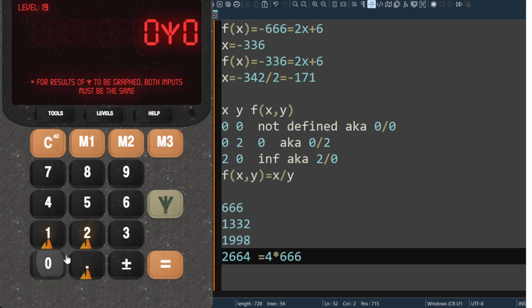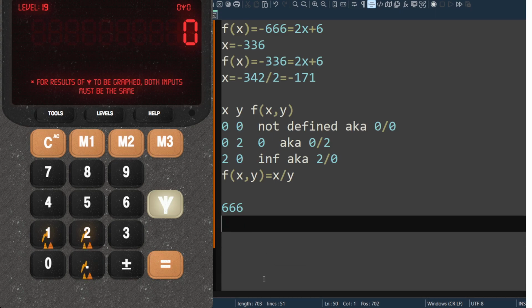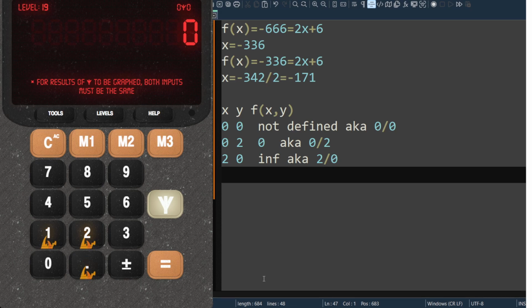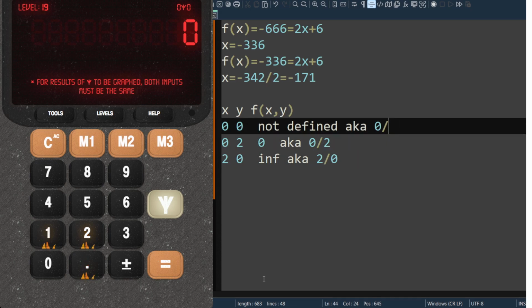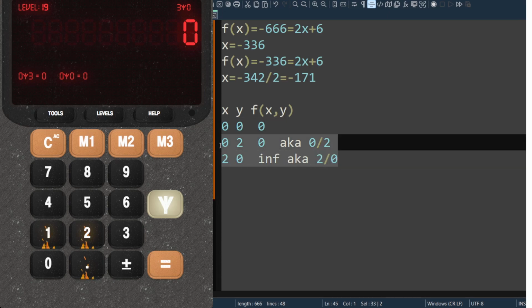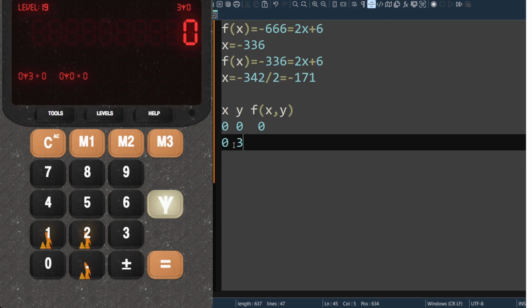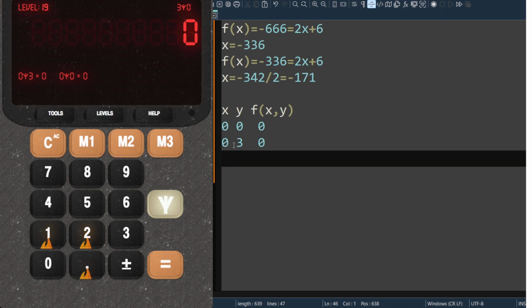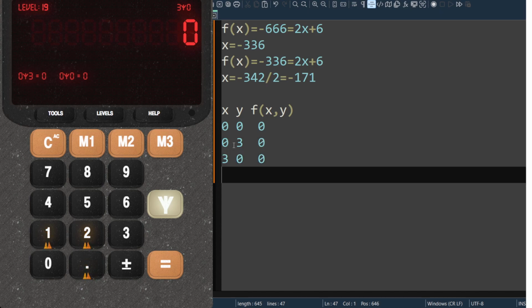So 0, 0 this time. Let's try it again. 0. Okay. We have a more cute function. Okay. How about 0, 3? Okay, still 0. How about 3, 0? Still 0. Okay. How about 3, 3?